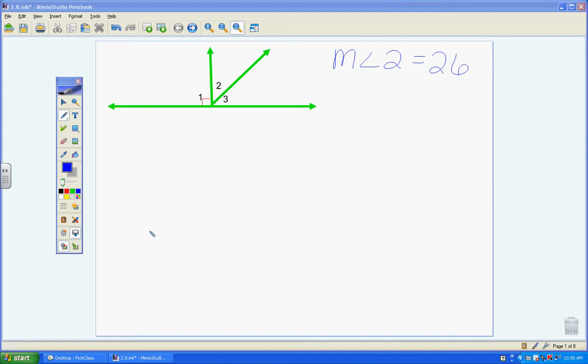So using what we know about complementary and supplementary angles, we want to find the measure for angles 1 and 3. Angle 1 is 90. Okay, how is it 90? Because it's got the little square, it's a right angle, so it's 90 degrees.